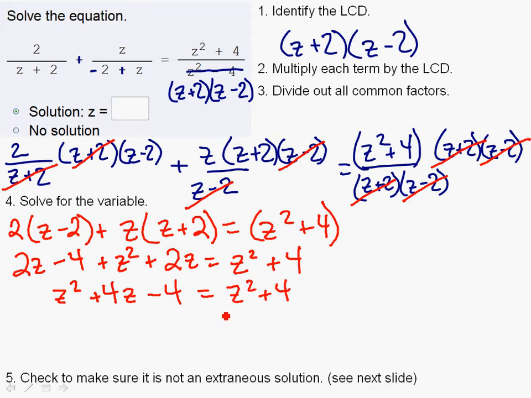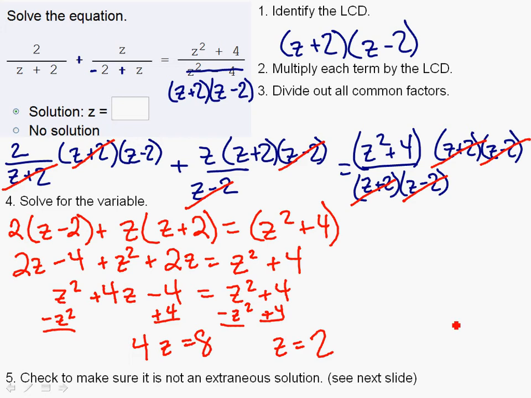I'm going to subtract z squared from both sides, and I'm going to add 4 to both sides. Okay, the z squared terms cancel out, so I'm left with 4z equals 8, so z equals 2. Now, just to make sure, I'm going to check this solution to make sure it's not an extraneous solution.